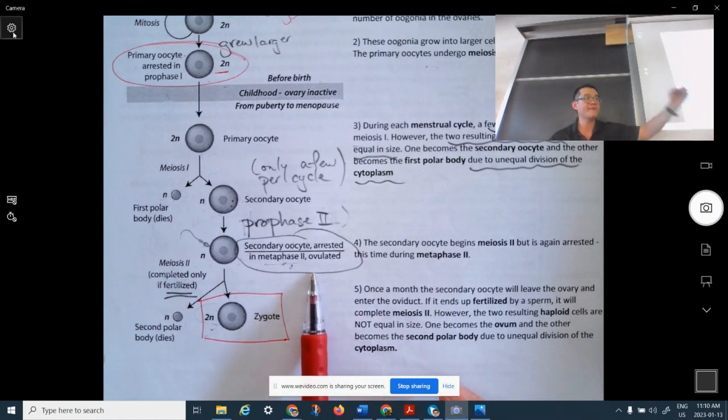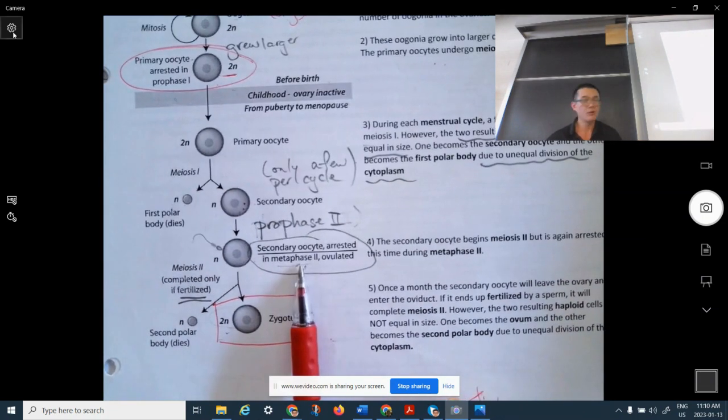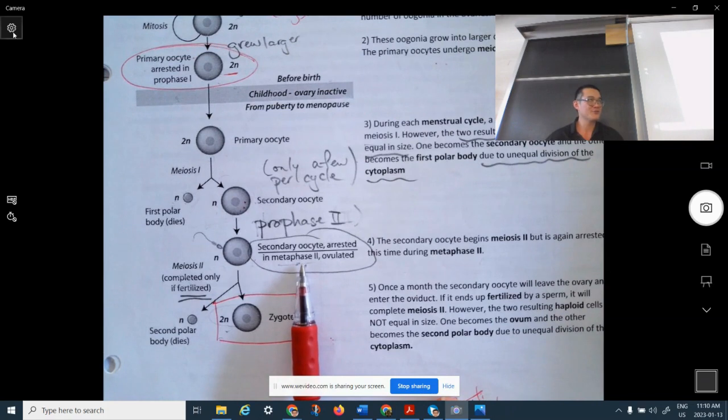So by the time ovulation happens, that ovum is released. That ovum actually has not finished meiosis yet. It stopped at meiosis 2. If there is no fertilization, then menstruation will happen. So when menstruation happens, basically the ovum that comes out only went to metaphase 2. Didn't even finish.